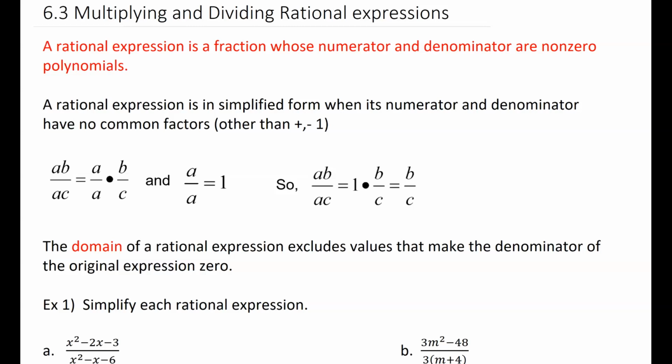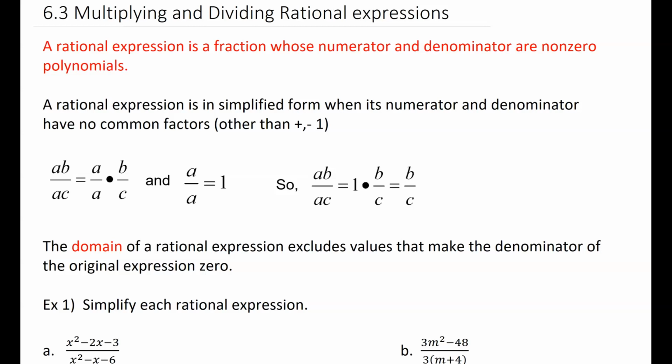Okay, so we want to remember the numerator and denominator should be non-zero polynomials. And a rational expression is considered fully simplified if the only common factor is +1 or -1, right? So it's just like I would never leave a fraction as 5/10, right? What would we do with it? 1/2. You would want to reduce it. So we do the same thing with the rational expressions.